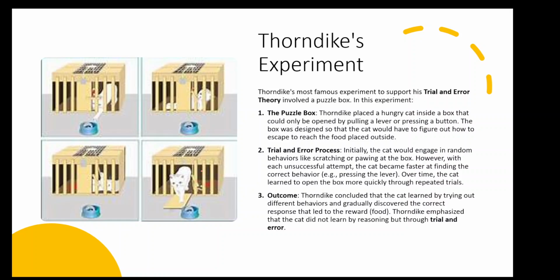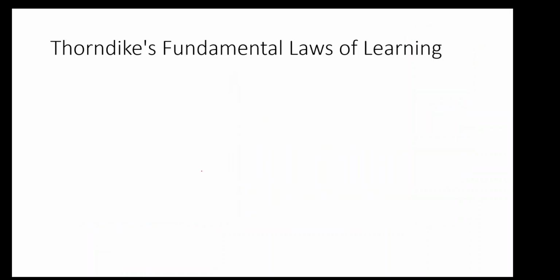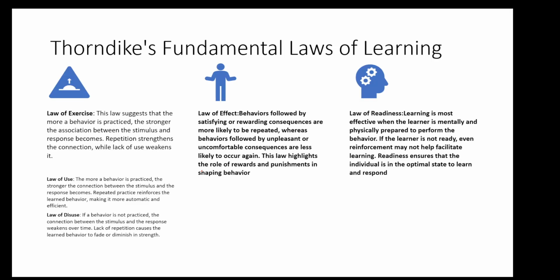Outcome. Thorndike concluded that the cat learned by trying out different behaviors and gradually discovered the correct response that led to reward. Thorndike emphasized that the cat did not learn by reasoning but through trial and error. Thorndike's fundamental laws of learning.